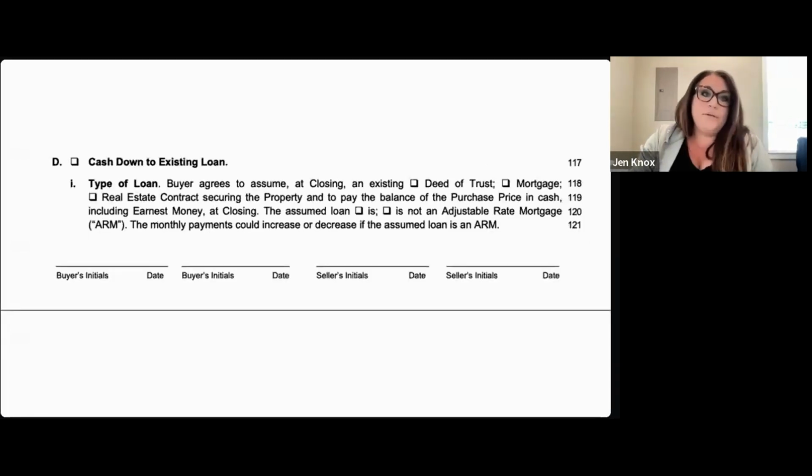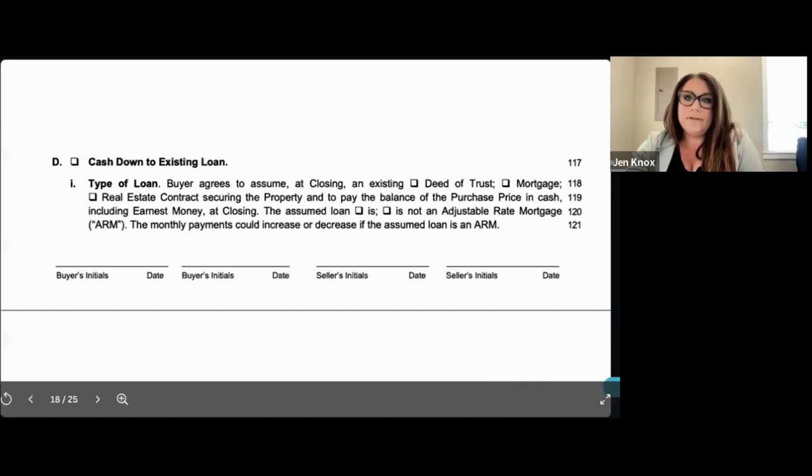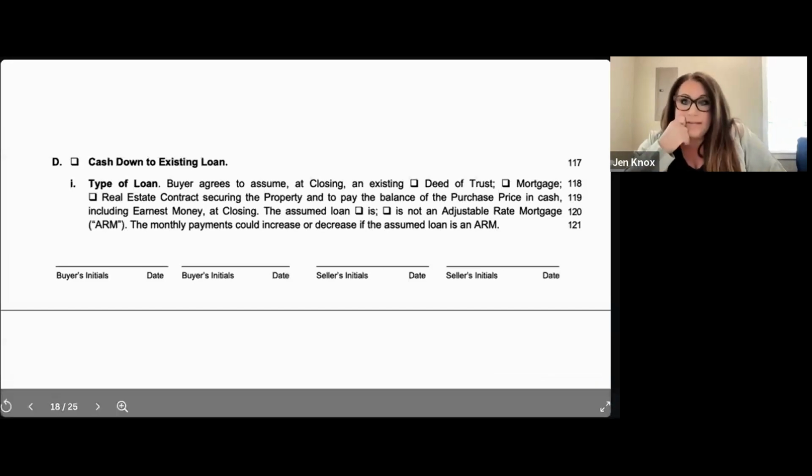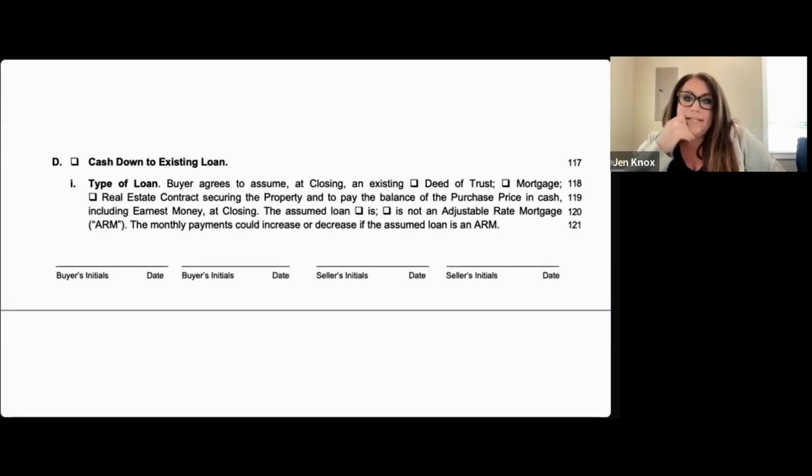Another option you can do is cash down to the existing loan. So this is when a new buyer puts additional down payment on a current mortgage and then gets approval to take over that interest rate and convert that mortgage to their name. They have to have a sufficient down payment.